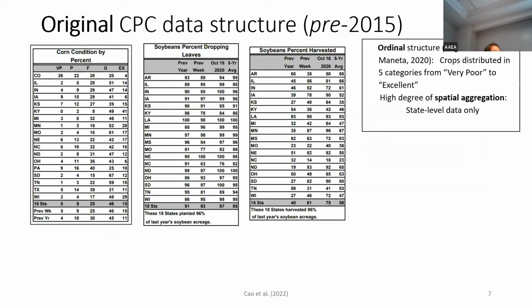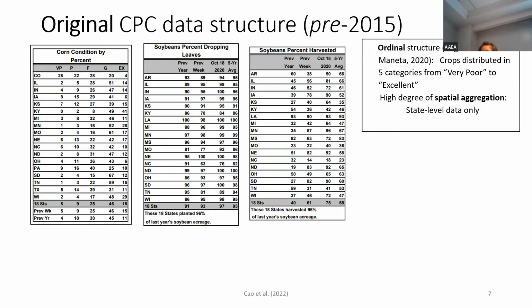This is the structure of the traditional progress and condition report. You have 5 categories, and if you sum up a row, it must be 100%, and it's like that for 18 states. Now, this ordinal structure makes it hard to construct a single dependent variable for statistical inference.